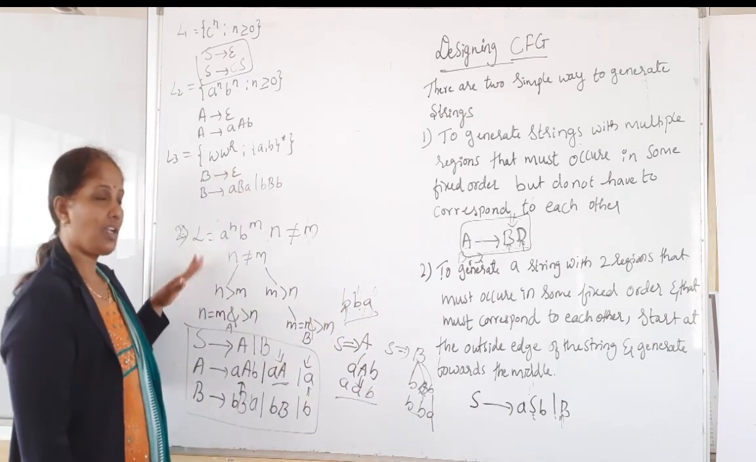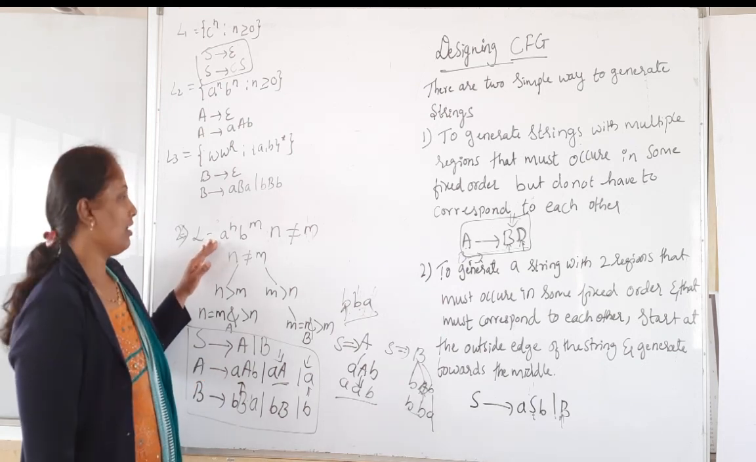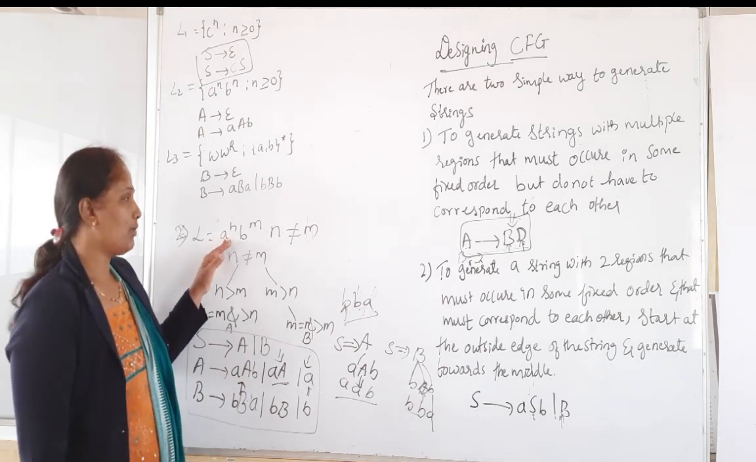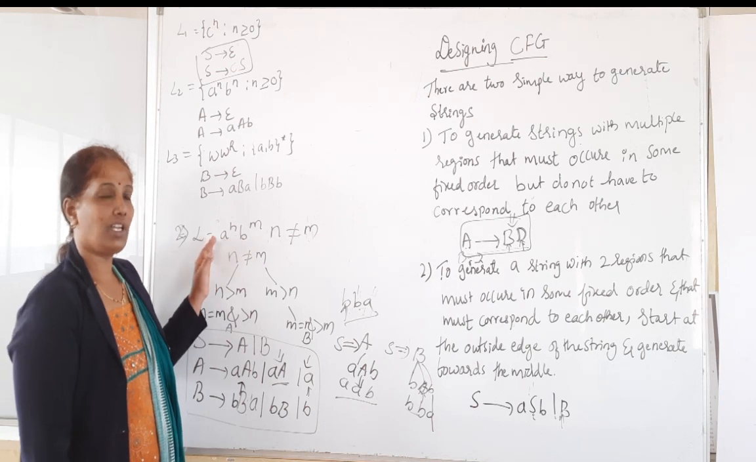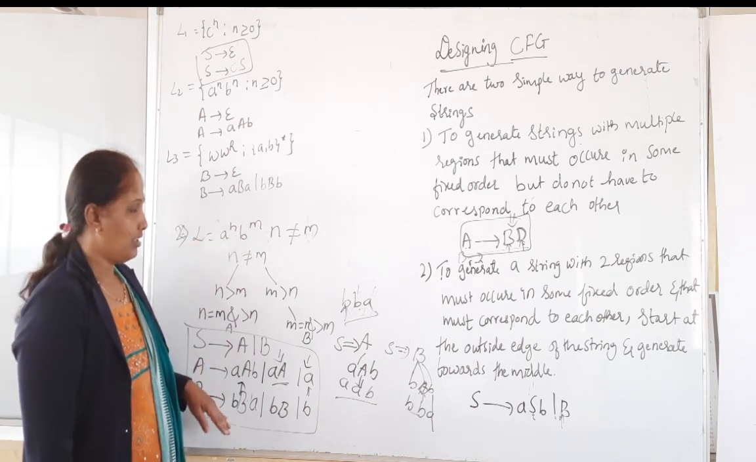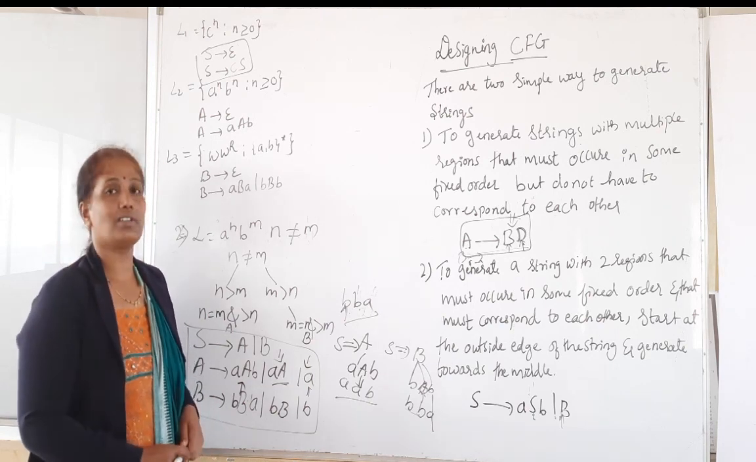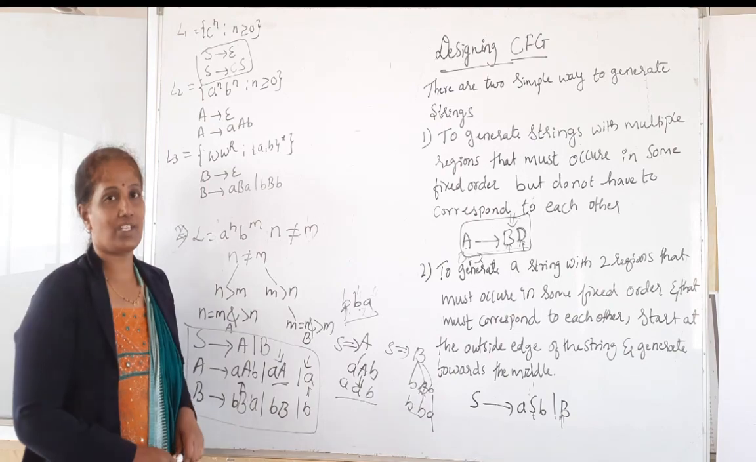So the string may start with the A or it may start with the B. If it starts with the A, the A value should be greater than B, or if it starts with B, the B value should be greater than A. So this is the grammar which accepts that. I hope you understood these two methods. These are very simple methods which are used to design the context free grammar.